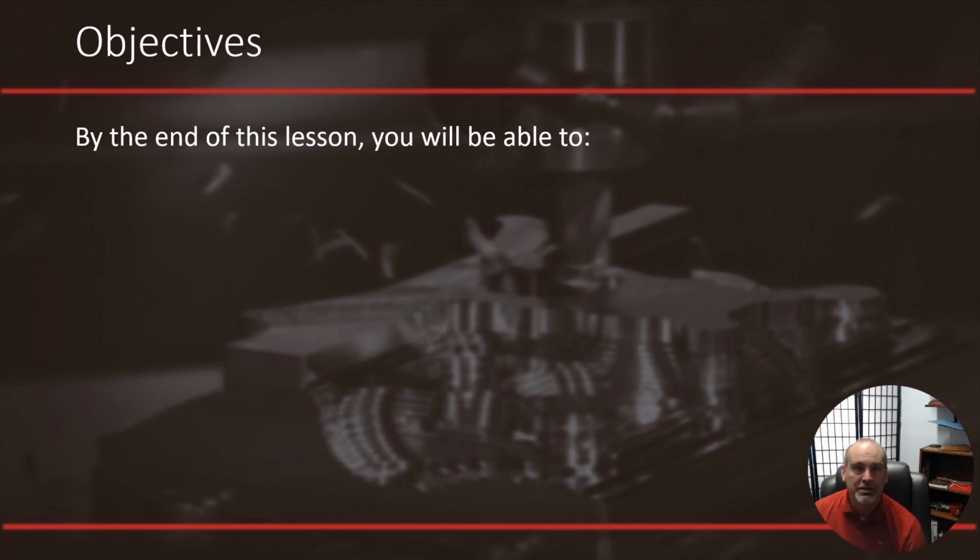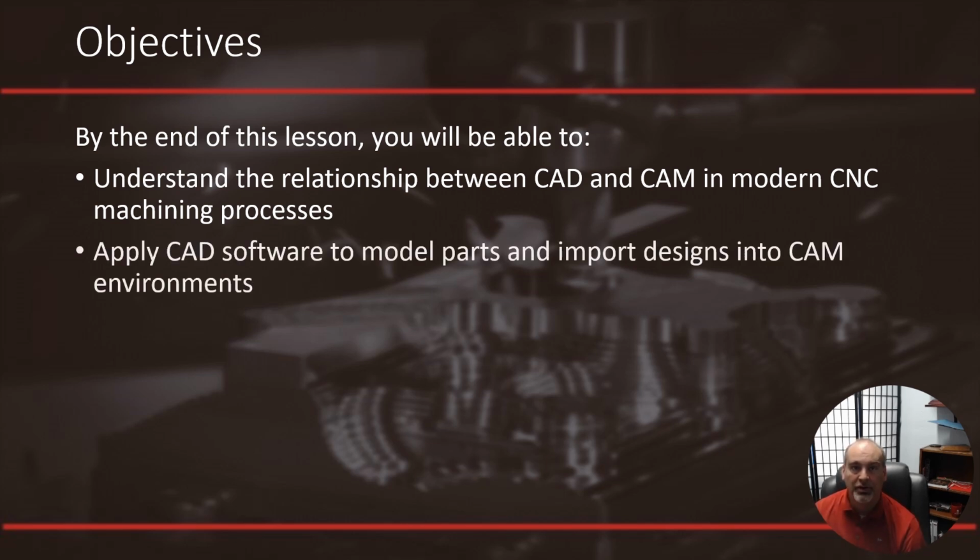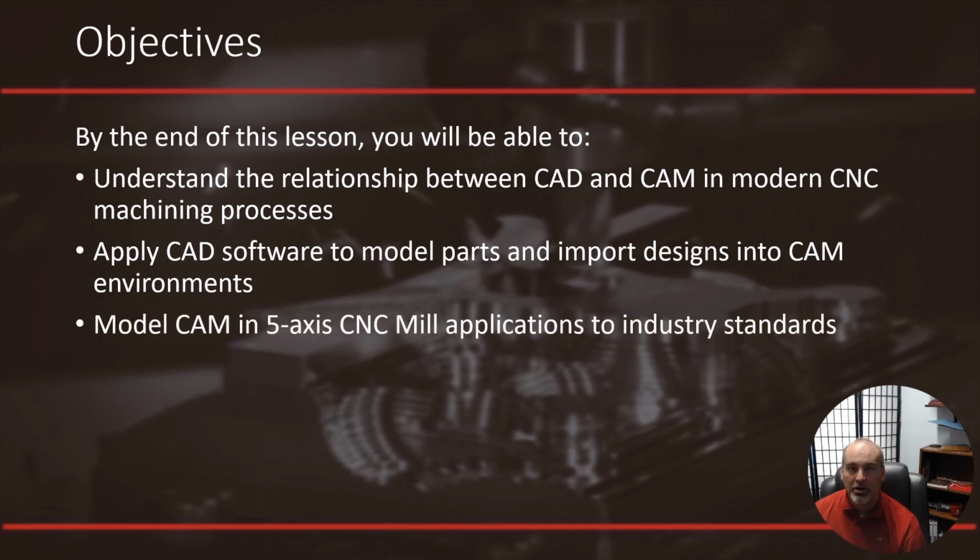The objectives of this lesson are that by the end of this lesson, you'll be able to understand the relationship between CAD and CAM in the modern CNC machining process, apply CAD software to model parts and import designs into a CAM environment, and model in 5-axis CNC mill applications to industry standards, which is one of the student learning objectives of this course.